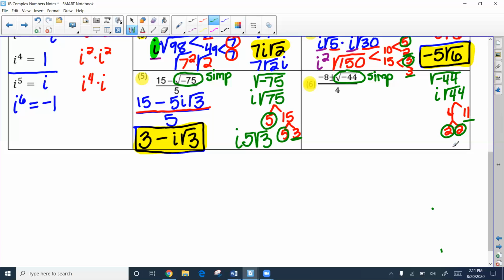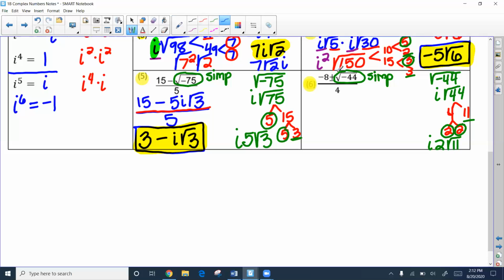Okay, so I have a pair of 2's and an 11 left over. Remember, the pair goes on the outside. It doesn't have to do with which one's bigger. Only things in the pair can go outside. So this would give us 2 on the outside and then square root of 11 on the inside. And then don't forget, we also have that i on the outside. So square root of negative 44 simplifies to 2i square root of 11.